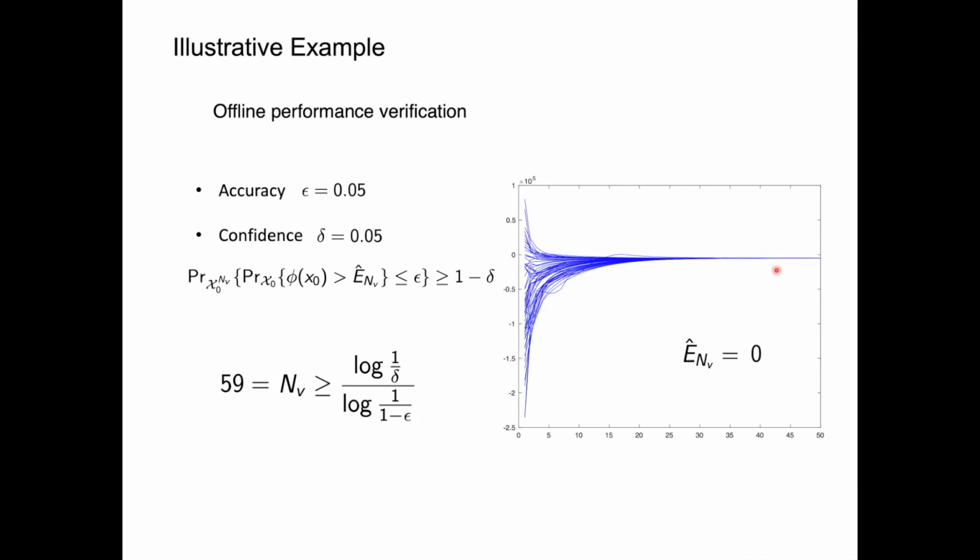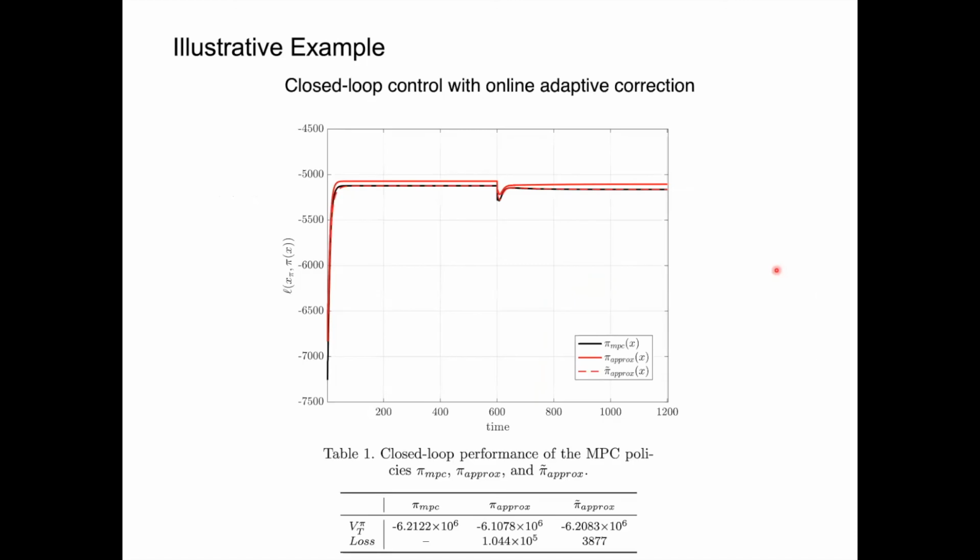The process is then simulated with the MPC policy, which is used as the benchmark, and the approximate policy PyApprox, and the modified approximate policy with online KKT-based adaptive correction scheme. The simulation starts with a feed rate of 1.3 kilograms per second, and at around time t equal to 600, the disturbance changes to 1.4 kilograms per second.